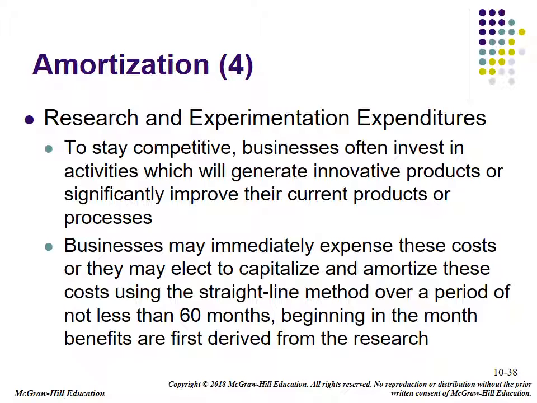Research and experimentation. To stay competitive, businesses often invest in activities which will generate innovative products or significantly improve their current products. They immediately expense these costs, or they may elect to capitalize and amortize these over 60 months or less, beginning in the month benefits are first derived from the research. So they could either expense them or capitalize them and deduct them over a time period of no more than 60 months.